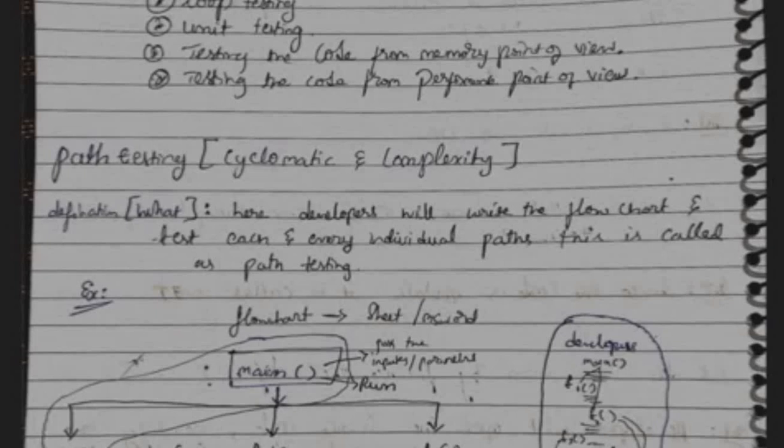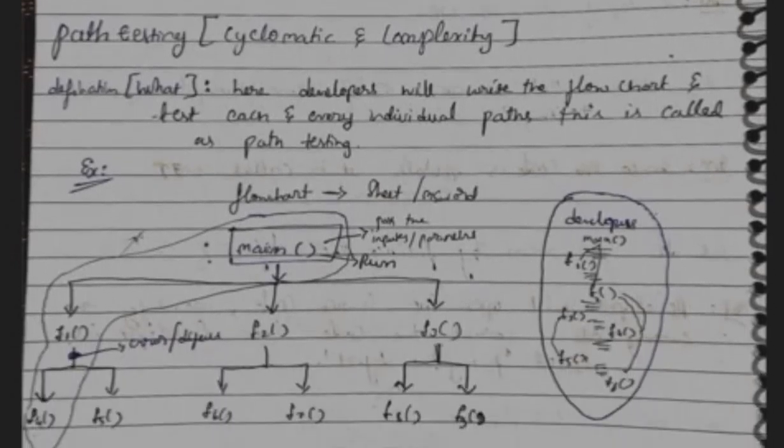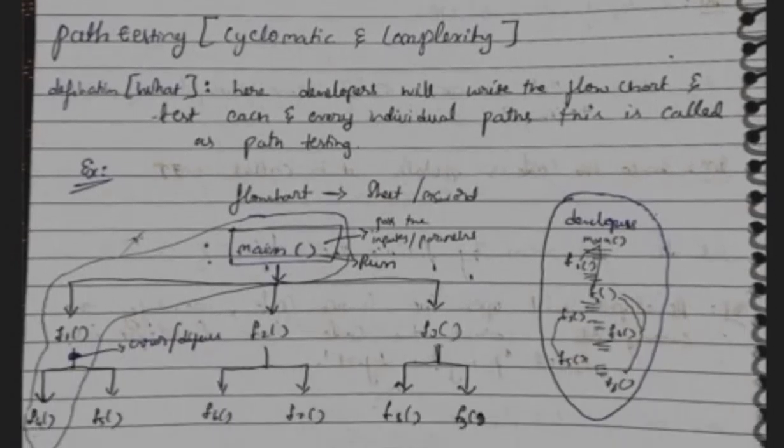So the first one is path testing, also called cyclomatic testing. It is simple. As in the definition, here developers will write the flowchart and test each and every individual path. This is called path testing.